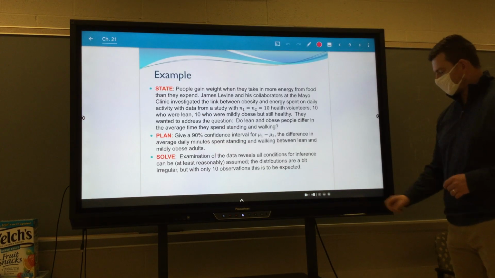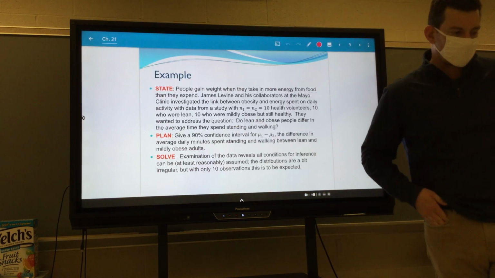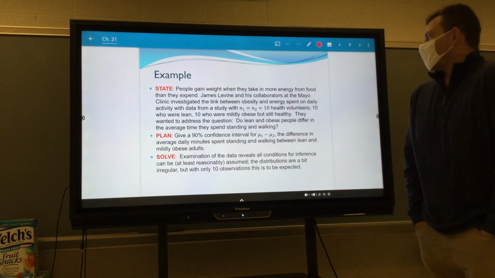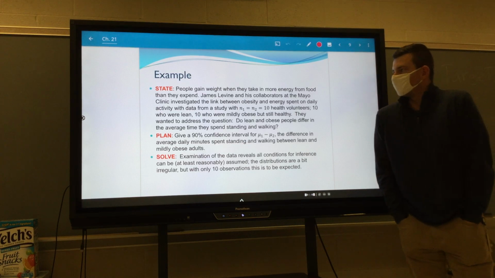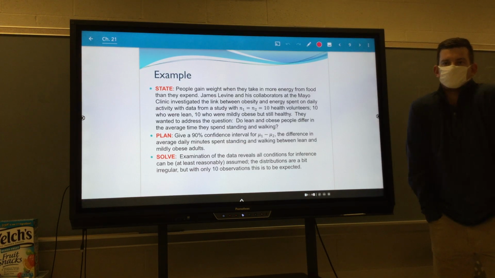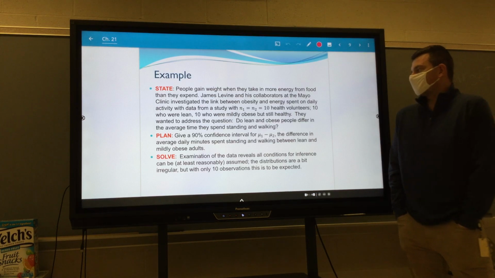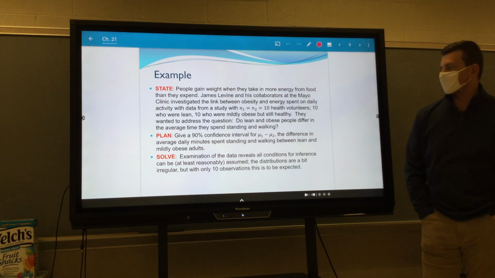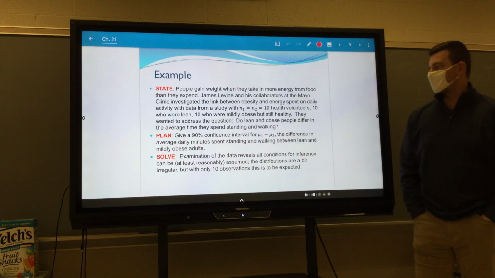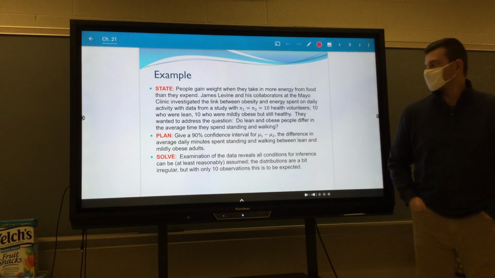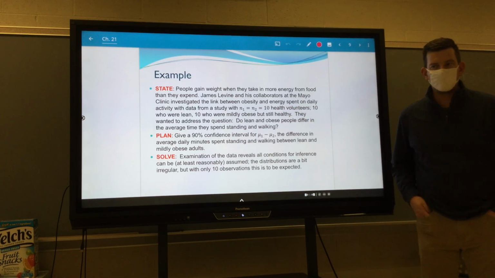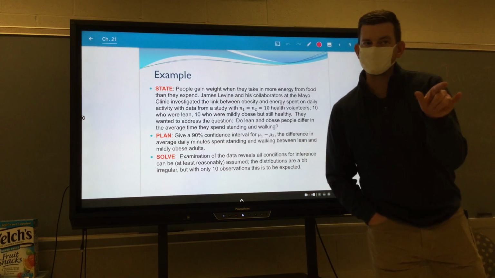All right, so let's look at an example problem as our walkthrough here. People gain weight when they take in more energy from food than they expend. Makes sense? Dr. James Levine and his collaborators at the Mayo Clinic investigated the link between obesity and energy spent on daily activity with data from a study with both sample sizes as 10 healthy volunteers. So these are both samples of size 10.